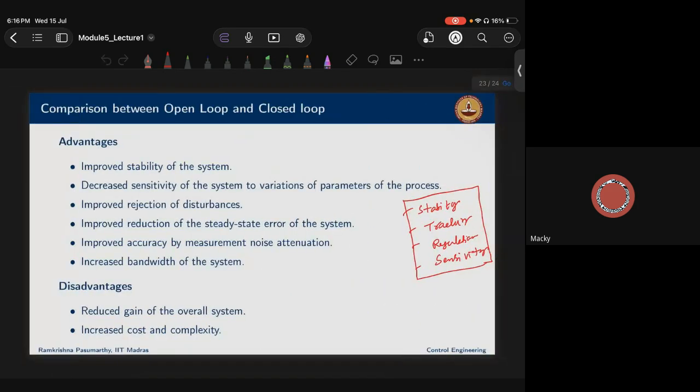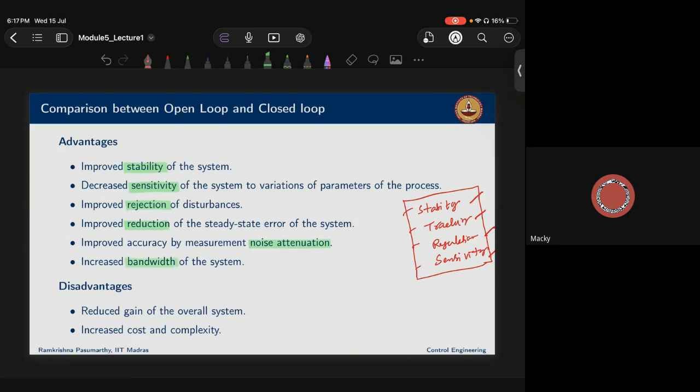Finally, these are the advantages. For both open loop as well as closed loop, we saw these four things: stability, tracking, regulation, and sensitivity. The advantages of closed loop are that it improves the stability and gives the flexibility to tune the pole's location. Similarly, it handles the sensitivity well. It can reject the disturbances, reduce the steady state errors, and also do the noise attenuation. It can also increase the bandwidth of the system, the frequency band of the system.